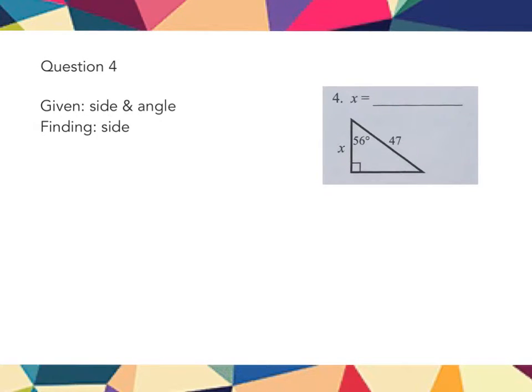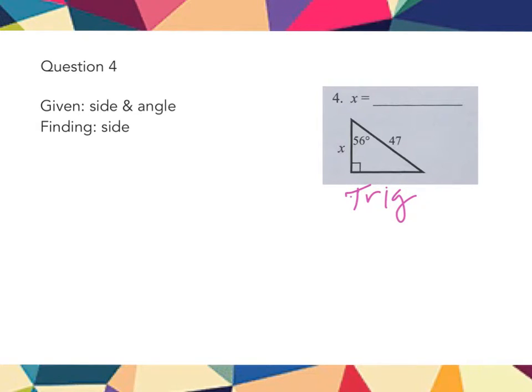In question 4, the first thing we want to do is identify what strategy we're going to use to solve this problem. You may notice that we're given one of the sides of the triangle, one of the angles, and we're asked to find another side. That should be our biggest clue that we are going to use a trig function to solve this. So I'm just going to go ahead and code this by writing the word trig.